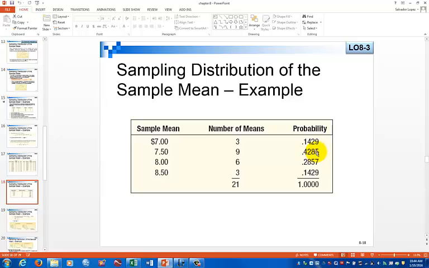If you notice, it'll be higher for 7.50, and the next one higher is 8.2857. So what you get is approximately a normal distribution with a low probability for 7, relatively low probability for 8.50, and higher for the middle values 7.50 and 8, which is expected.